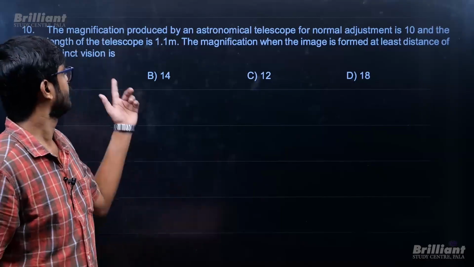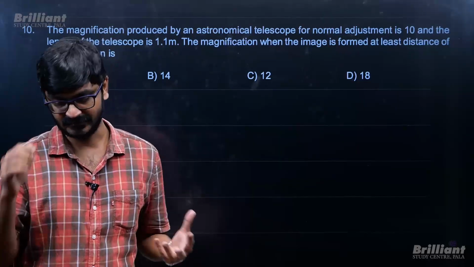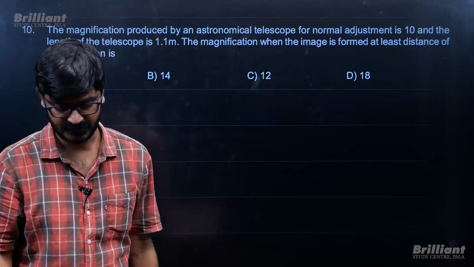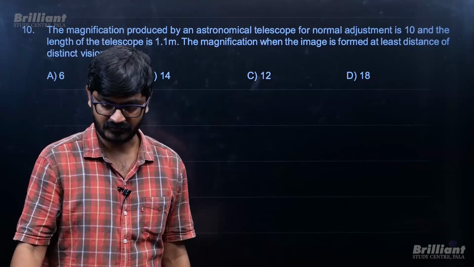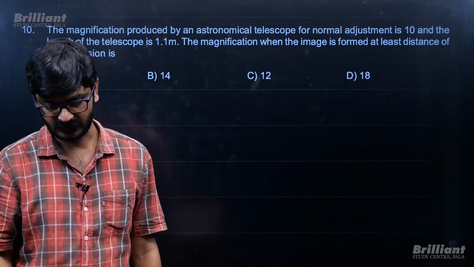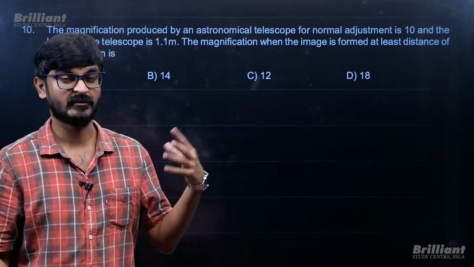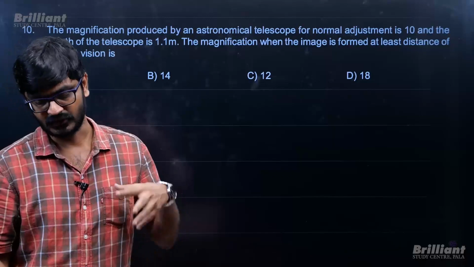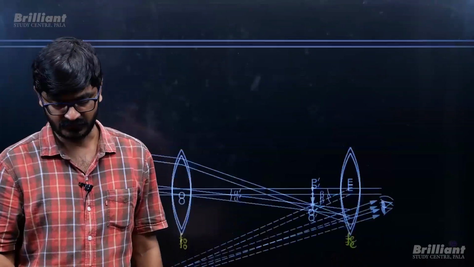The next question goes like, the magnification produced by telescope for normal adjustment, in the sense when the image is forming at infinity, is 10, and length of telescope is 1.1 m. The magnification when the image is formed at least distance of distinct vision. So initially they are talking about when the image is formed at infinity, then they are talking about when the image is formed at 25 centimeter from the eyepiece. So anyway, we will look at the first case.